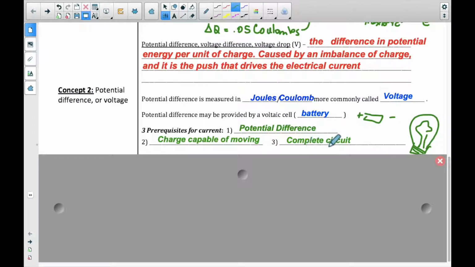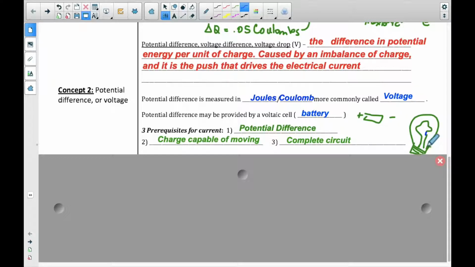So that is a complete circuit. If that little wire called a filament is connected, that is a complete circuit, and the light bulb will work. If there is a break anywhere, you will not have a complete circuit, and it won't work because the current won't have anywhere to go.